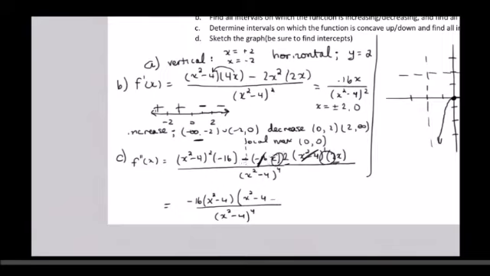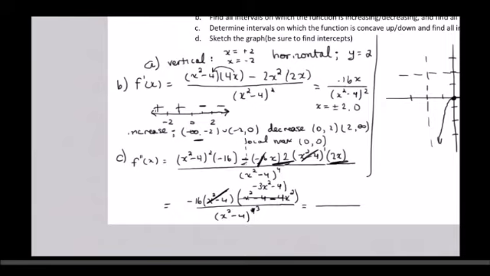So let's keep track. Let's try this again. So we've got this 2x, we've got this 2x, and we've got this negative. That's all going to multiply together to be negative 4x squared. Now, this x squared minus 4 can cancel with one of the x squared minus 4s in the denominator. And then here inside the parenthesis can all be simplified to negative 3x squared minus 4.